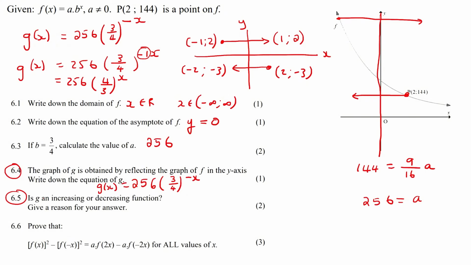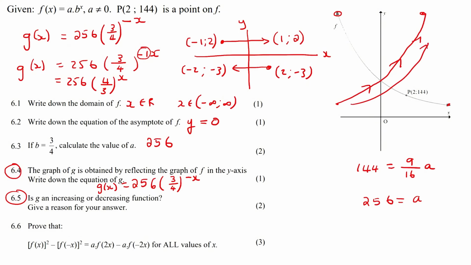Is g, which is this new one, an increasing or decreasing function? Well, let's look at this function. Is that increasing or decreasing? Well, that is going downhill. Can you see that? So that is decreasing. But now if this point had to end up going there, and this point ended up going there, then you would end up getting something like that, which is now an increasing function because it's going upwards. So we would say increasing.